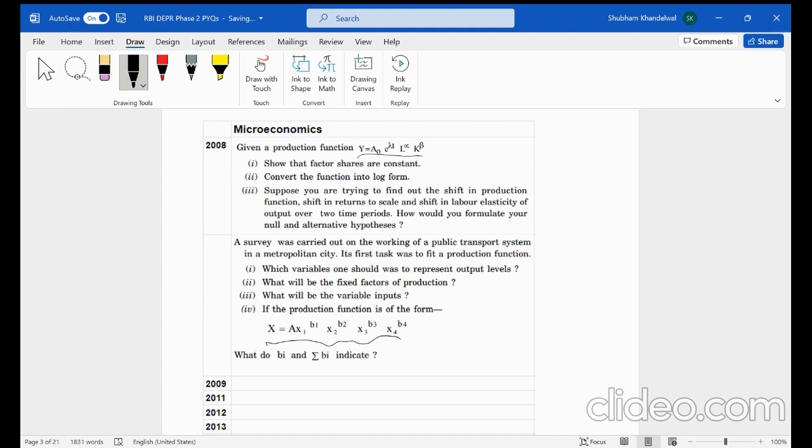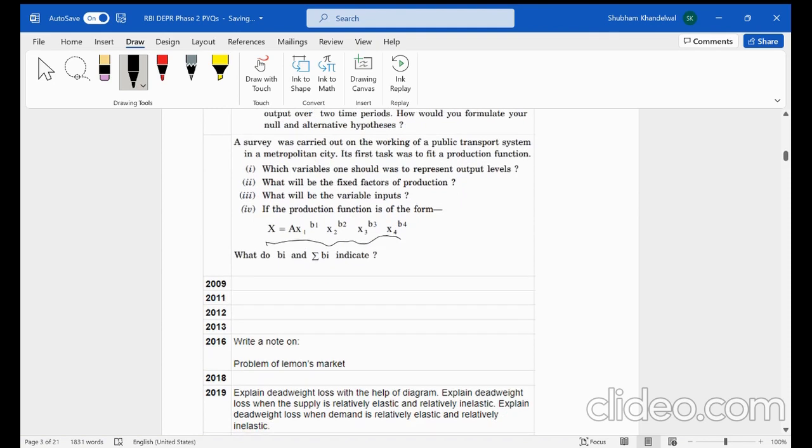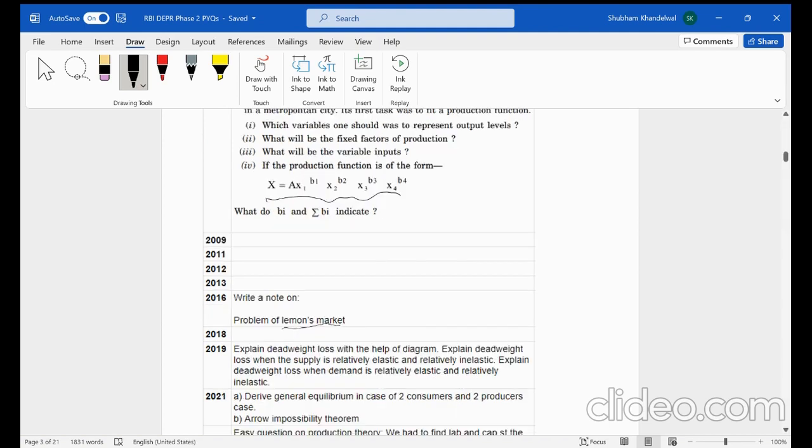So 2 questions in 2008, but then if you look at 2009, 11, 12, 13, no question at all from micro. In 2016, there was one question, but it was just a 5 marker and it was on the problems of lemon market. So yeah, one question in 2016. 2018 again no question, but then a big change. In 2019, a 20 marker was asked from micro.